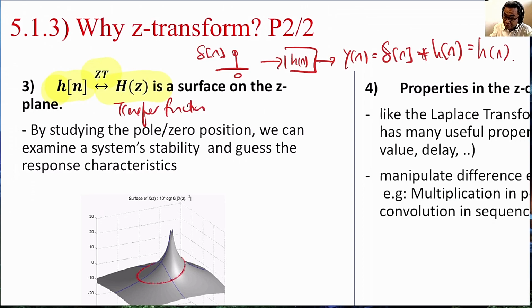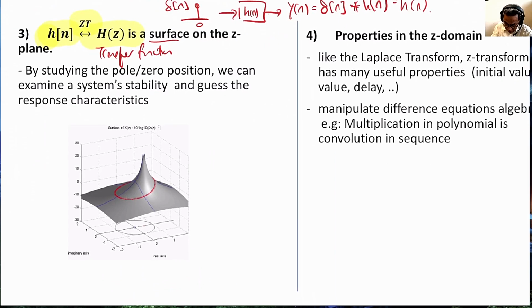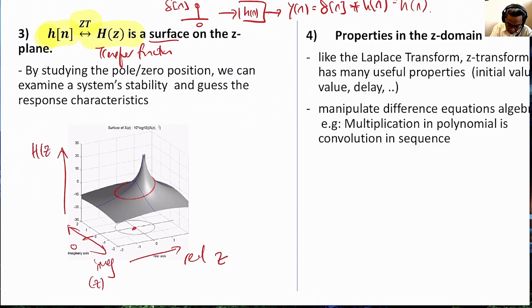And what is the transfer function? H(z) is actually a surface. So we'll see it later on, but I'll show it to you now. What does the surface look like? So this is the real part of Z. This is the imaginary part of Z. This is the 0, this is where the origin is. And in the vertical axis, it is H(z). In this case, I'm plotting the magnitude, or the log magnitude in this example.